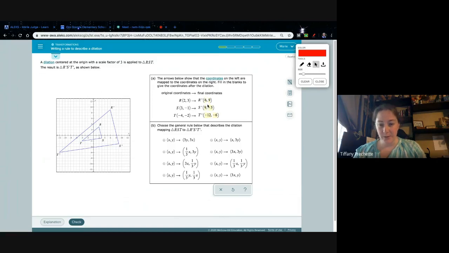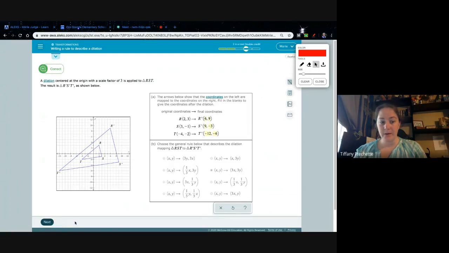All right, so we know we want to multiply by 3 for both x and y. This is backwards. We don't want that one. This one shows 3, 3, x, y. So this is the one that I want. Check. All right, one more.